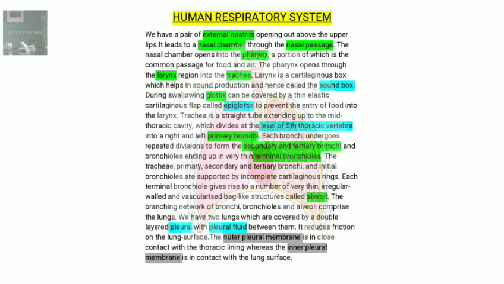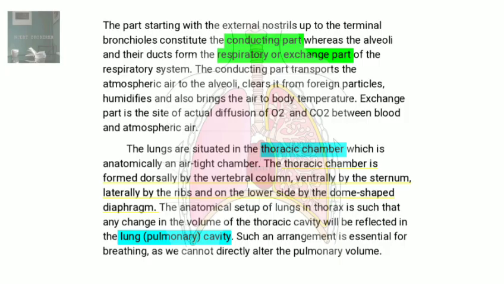Between the visceral and parietal pleurae is a small space, the pleural cavity, which contains a small amount of lubricating fluid secreted by the membranes. The function of the pleural fluid is to reduce friction between the membranes, allowing them to slide easily over one another during breathing. The part starting with the external nostrils up to the terminal bronchioles constitutes the conducting part, whereas the alveoli and their ducts form the respiratory, or exchange part of the respiratory system.